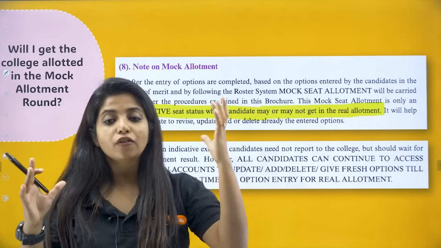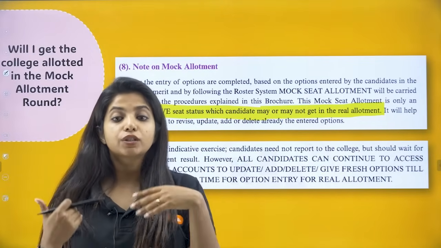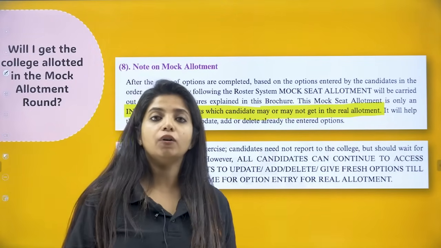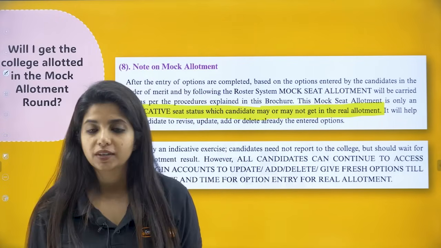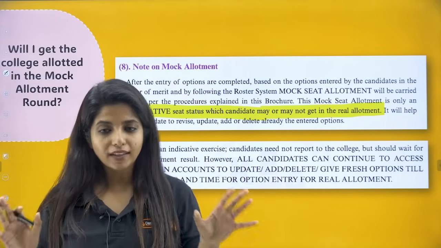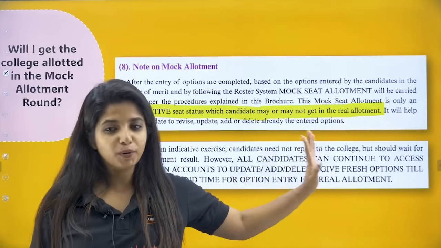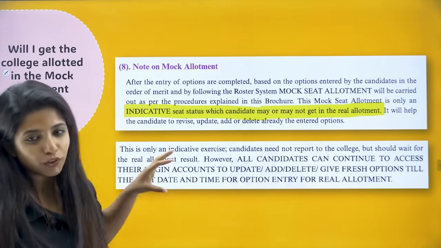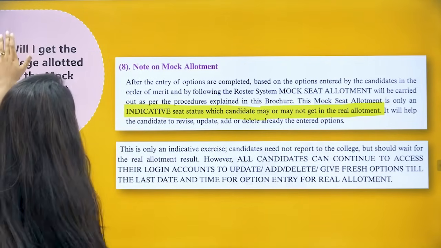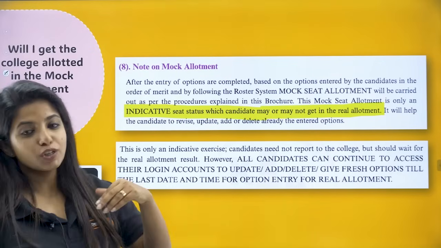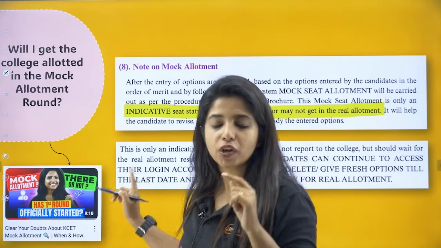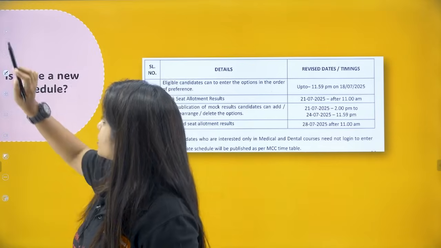This is for your understanding of how the process actually works, and to make you understand that you need to add more options if you are not allotted any college in the mock allotment. You get it? So this is just for that. You do not have to go to the college or report to the college. Do not do that at all, okay? And as I told you, this is a time where you can recheck the options, and you can add more options. I have given you a whole video on it. If you want, you can watch it. The link will be in the description box.